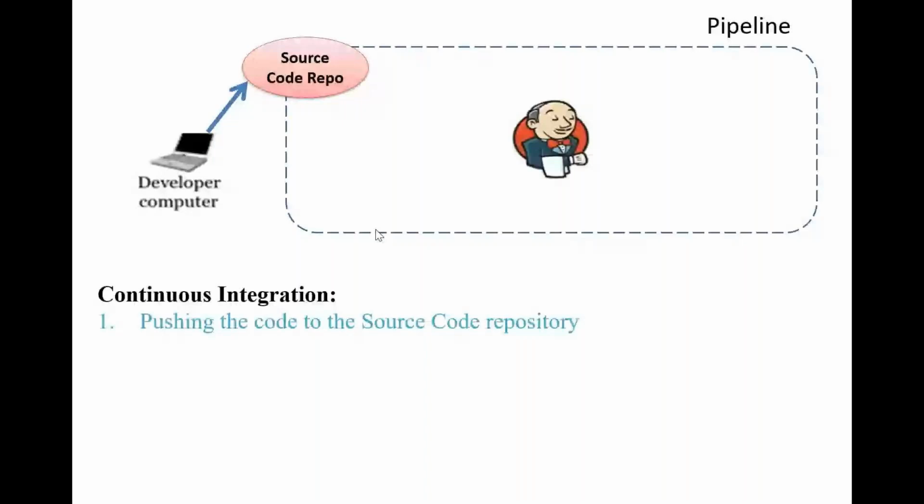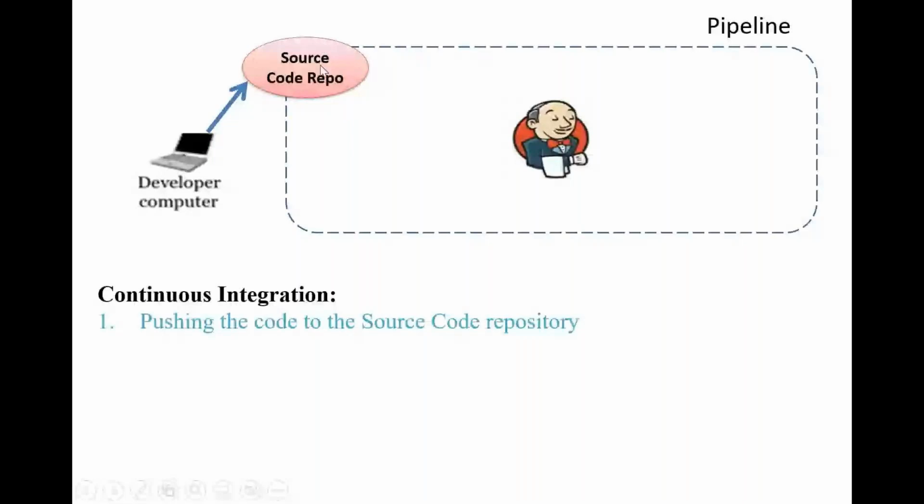This server will be integrated with the source code repository, and if any update happens, that means any developer pushes the code, doesn't matter who. If they are updating any code, they are saying that their code is okay, their code is ready. If any developer commits the code to the source code repository, Jenkins, the CI server, keeps on monitoring it. If any update happens, we start the pipeline.